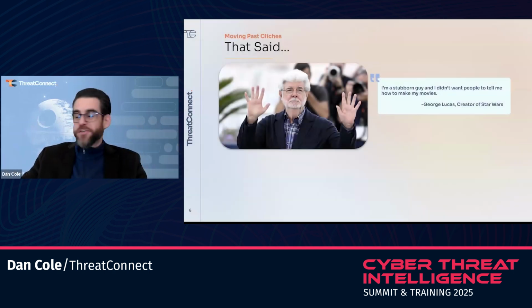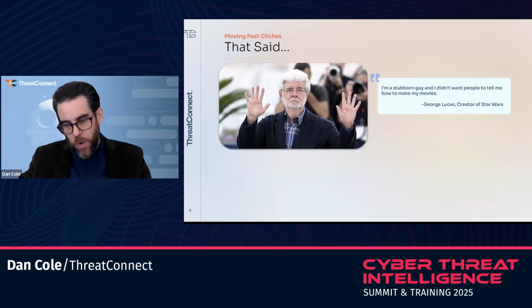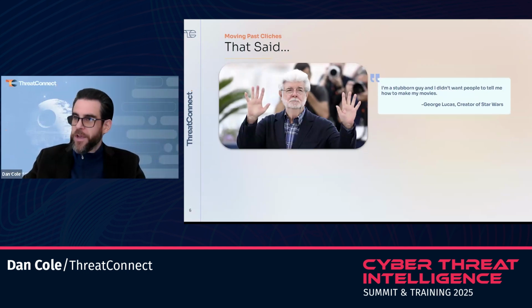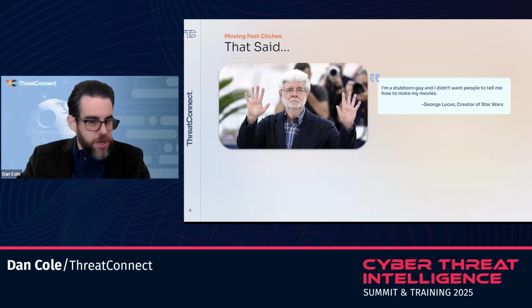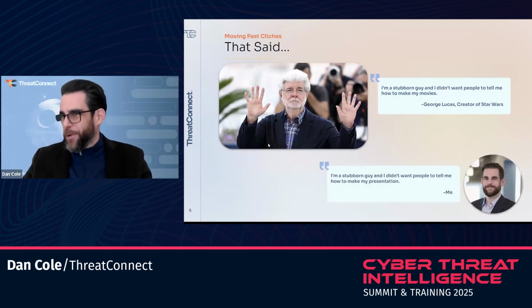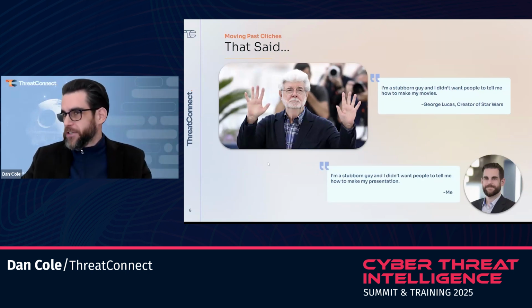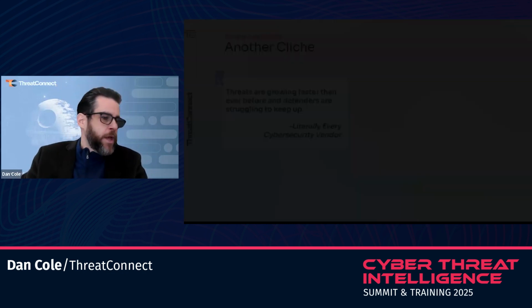So George Lucas, creator of Star Wars, very unapologetic about what he does. He says that he makes movies that he would want to watch. And, well, I'm going to make presentations I would want to attend. I really like Star Wars. I think there's a lot of lessons there we can apply. So yes, I know it's a cliche to use Star Wars to talk about CTI, but we're doing it anyway.